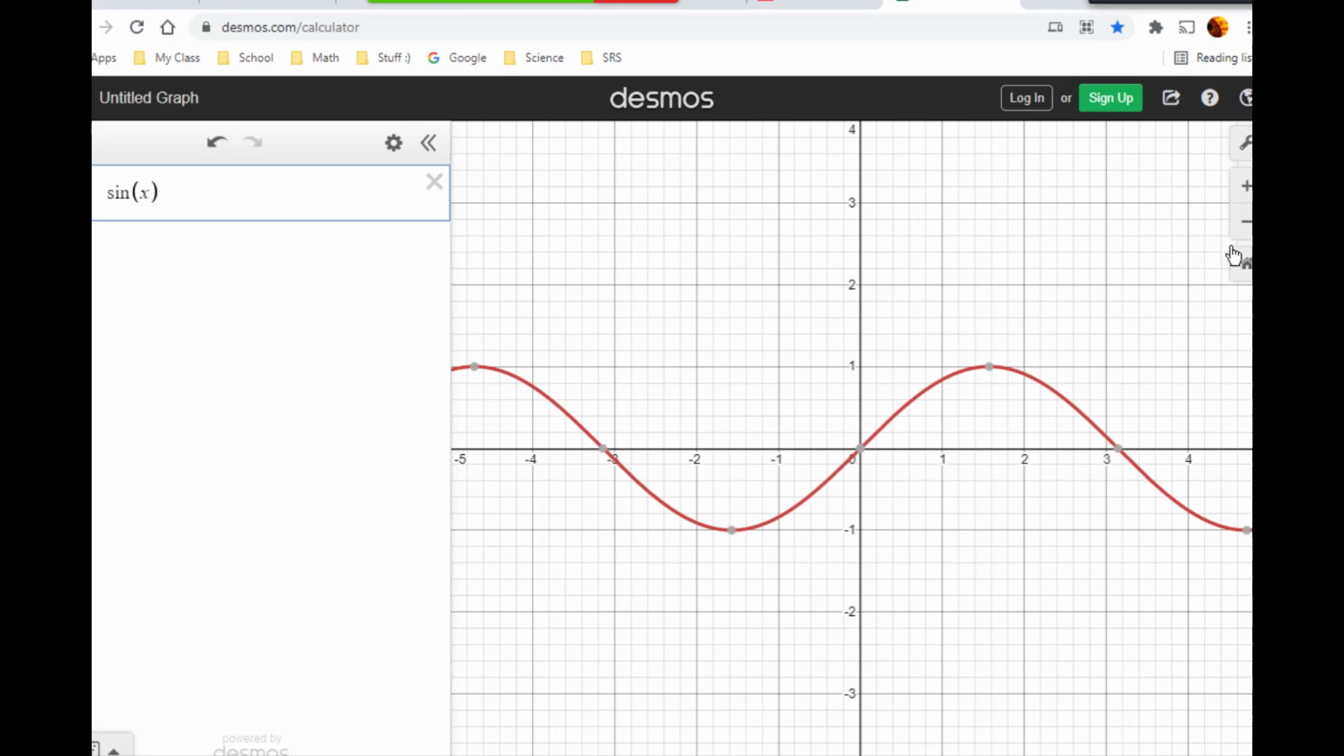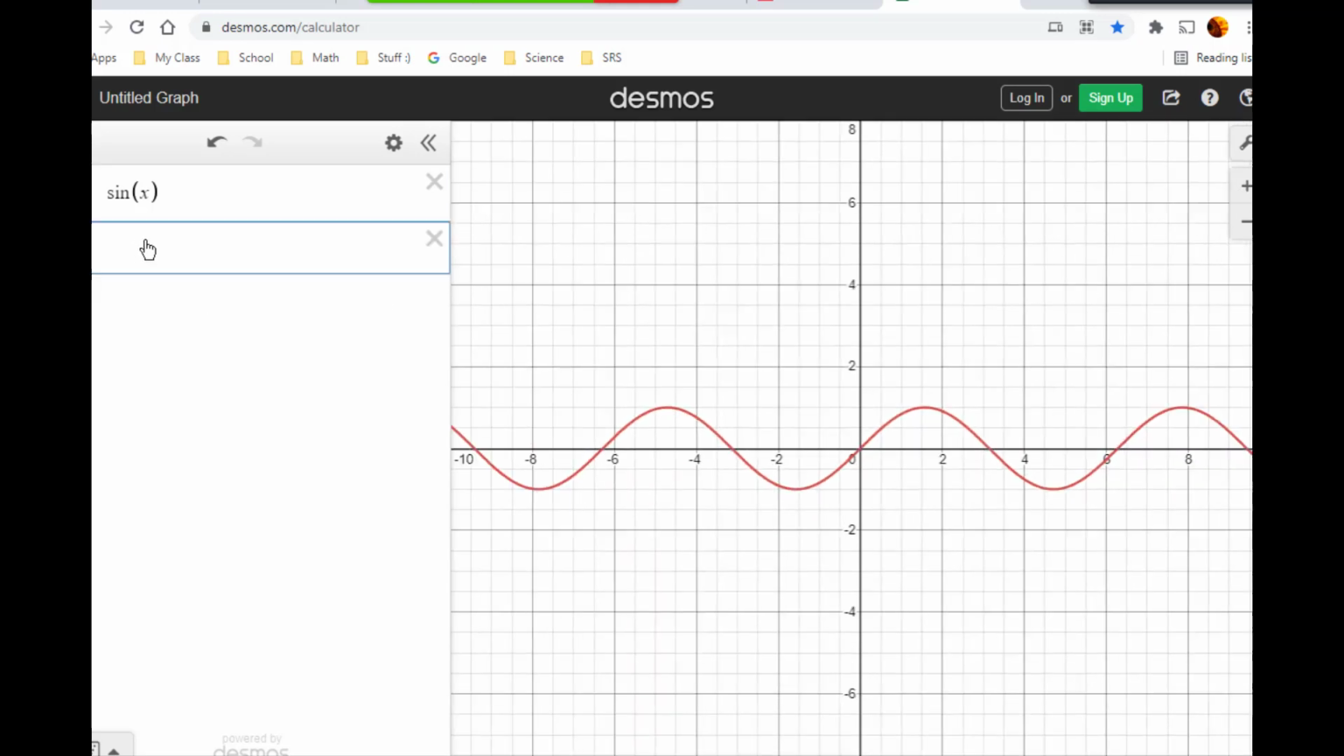So we had our sine of x, our little wave. Then I said to do x plus, what do you think is going to happen when we add something to it, like 2? It's going to move it over to the left. Yes, it's going to move it over to the left. Yep, good job.